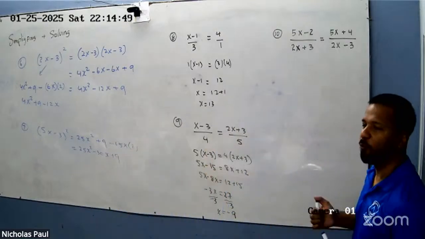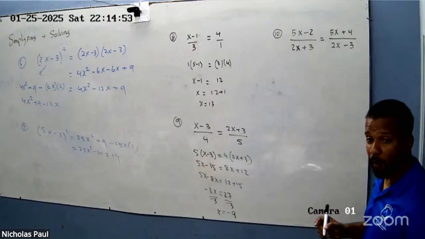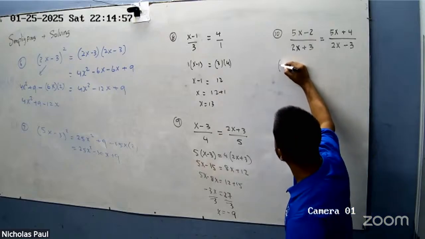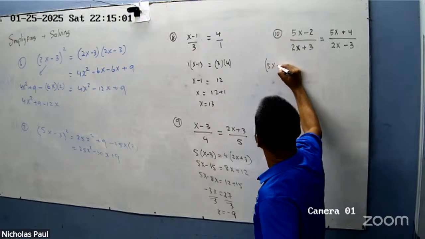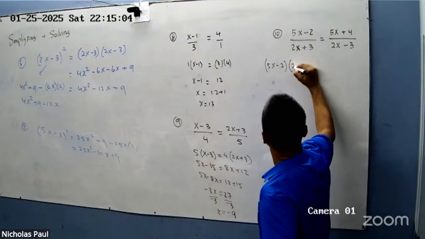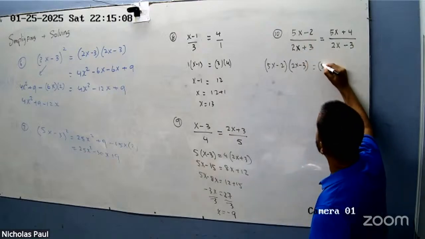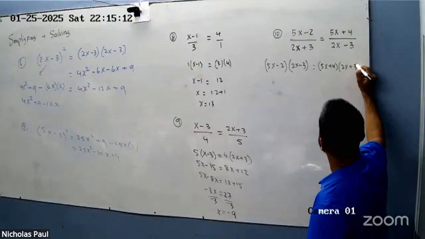Right, so what's step number one? Step number one is to cross multiply, right? Everybody agree with that. That's a good start. We all agree on the first step. Right, this by this, and then 5x plus 4 by 2x plus 3.